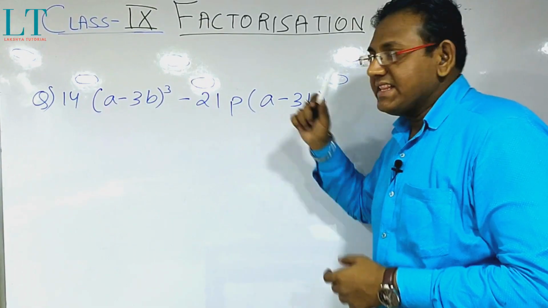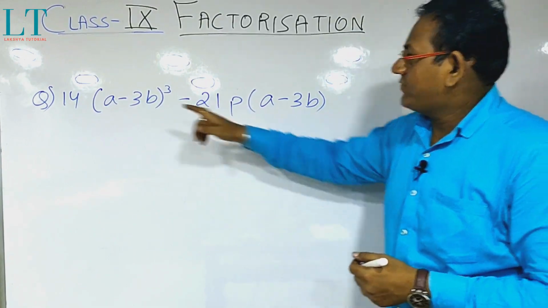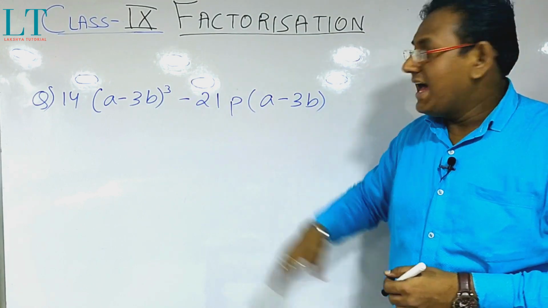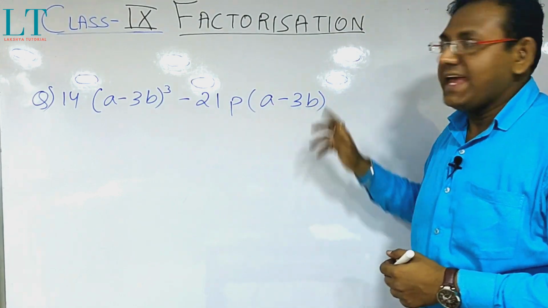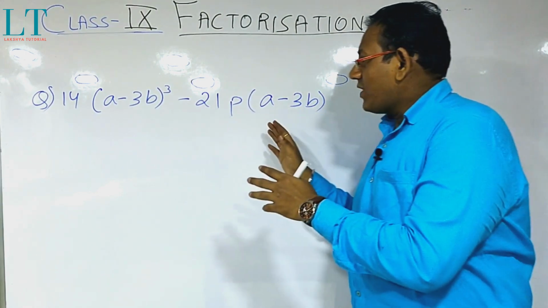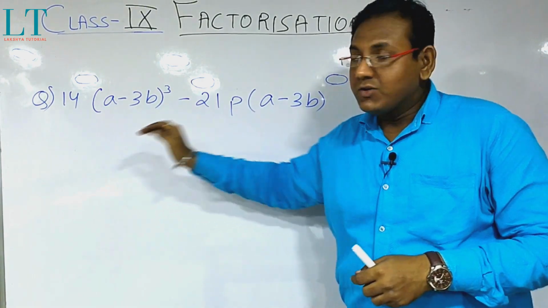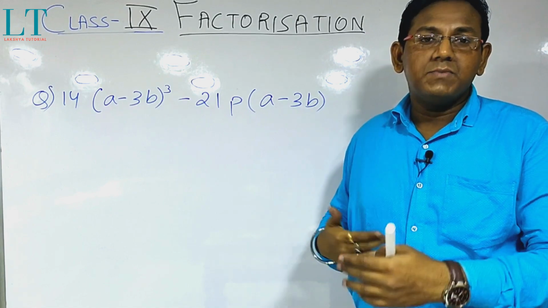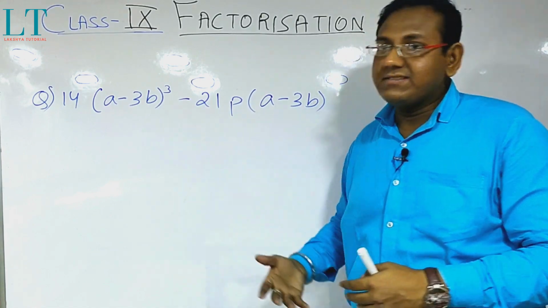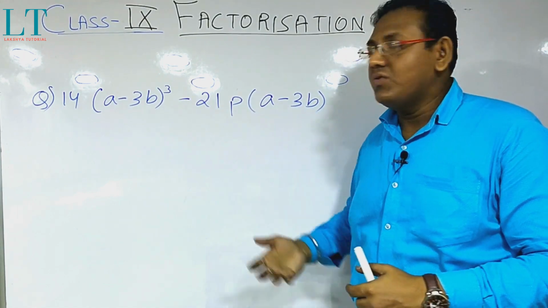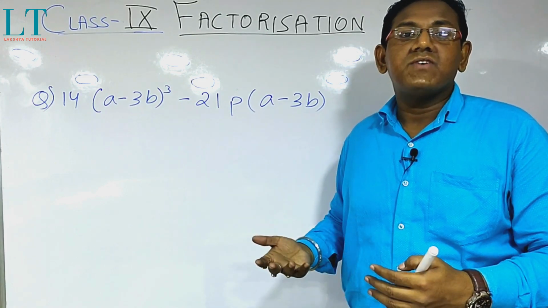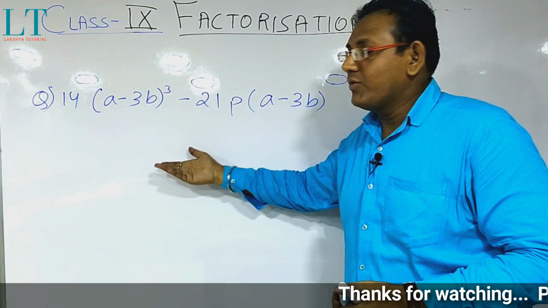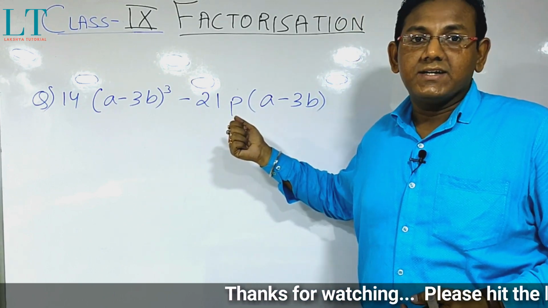Now let us understand this question. In this question, the first part is given that 14(a minus 3b) whole cube, and the second one is 21p(a minus 3b). So the first thing is to understand what we can take common. We are basically using the LCM method, but as we have already discussed many questions related to that LCM method, let us directly do this question without the help of LCM method, because we need to practice those things also, directly doing the common part.